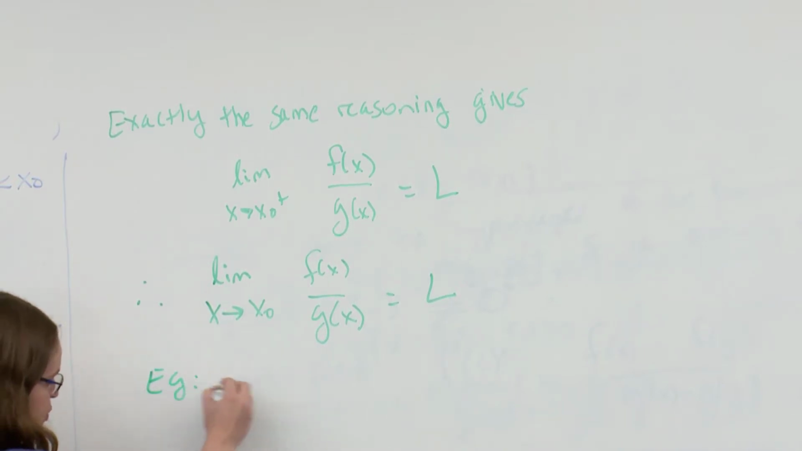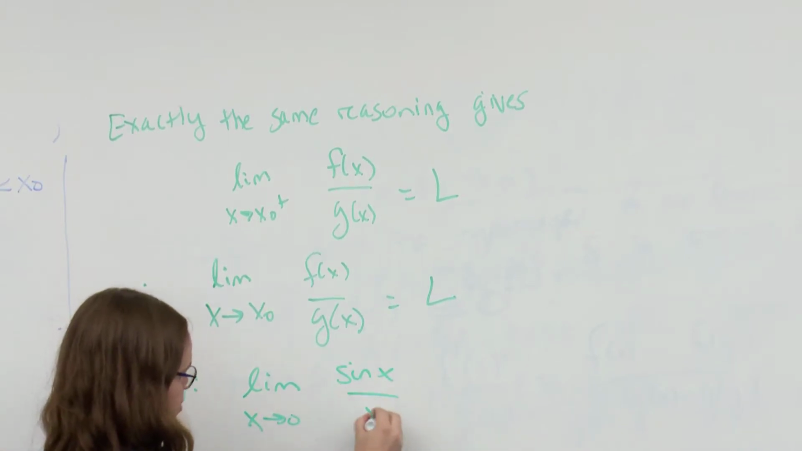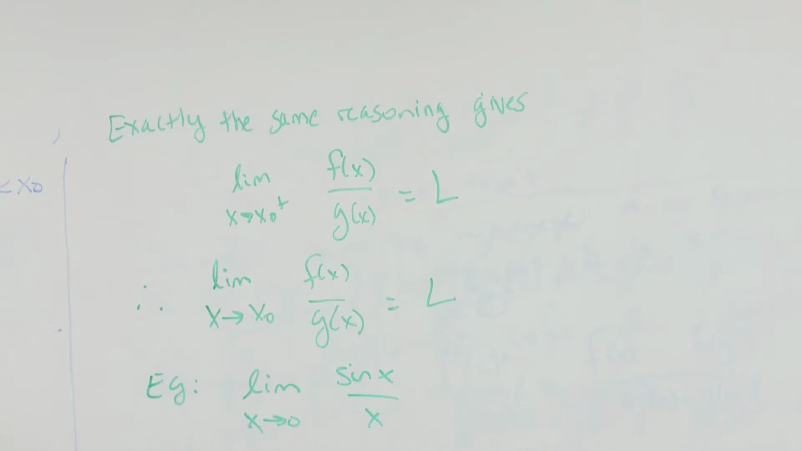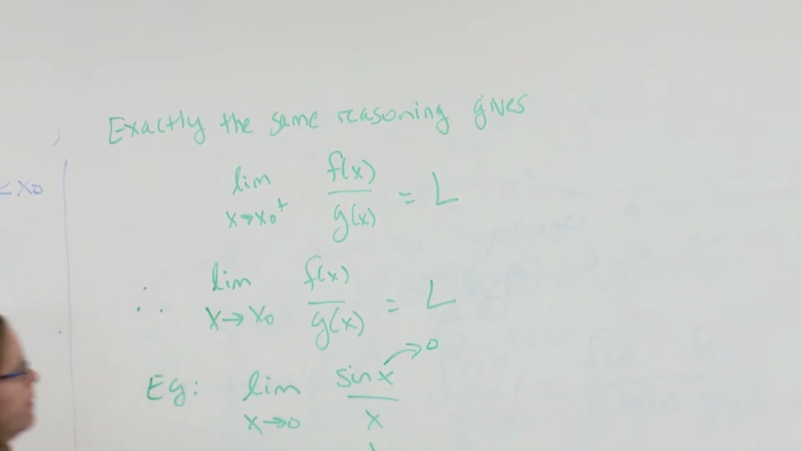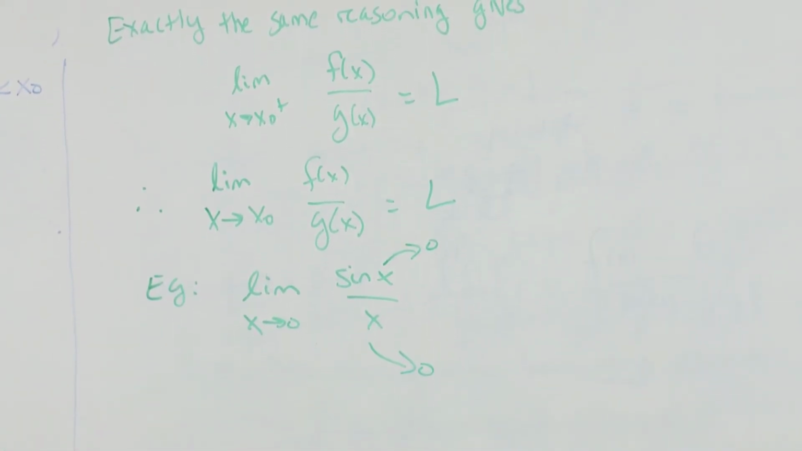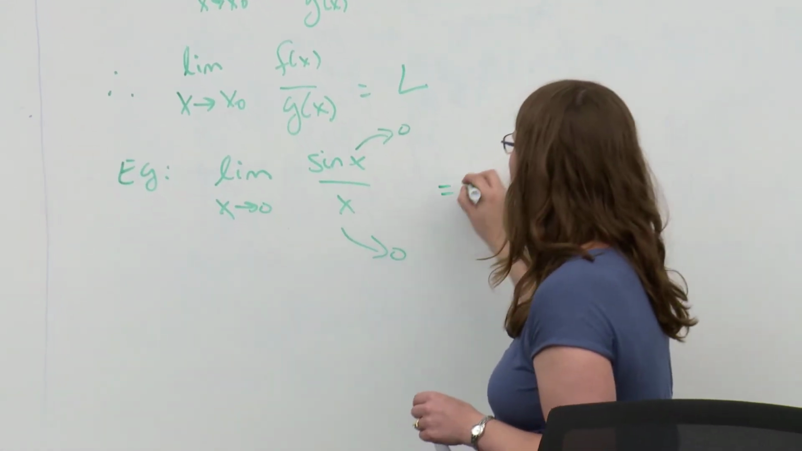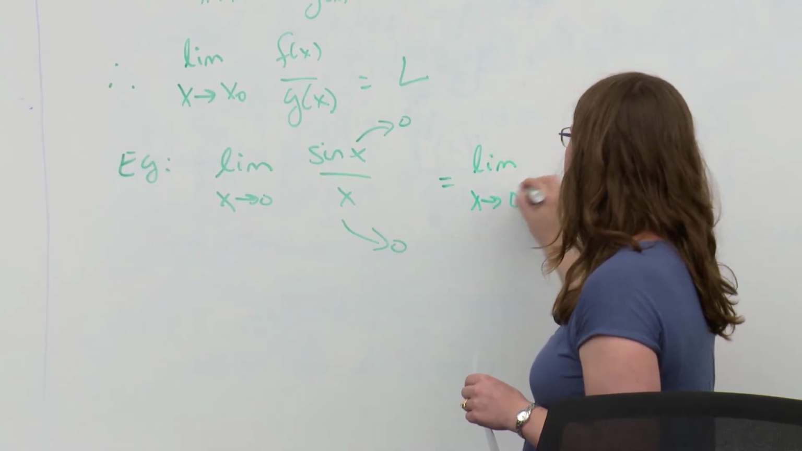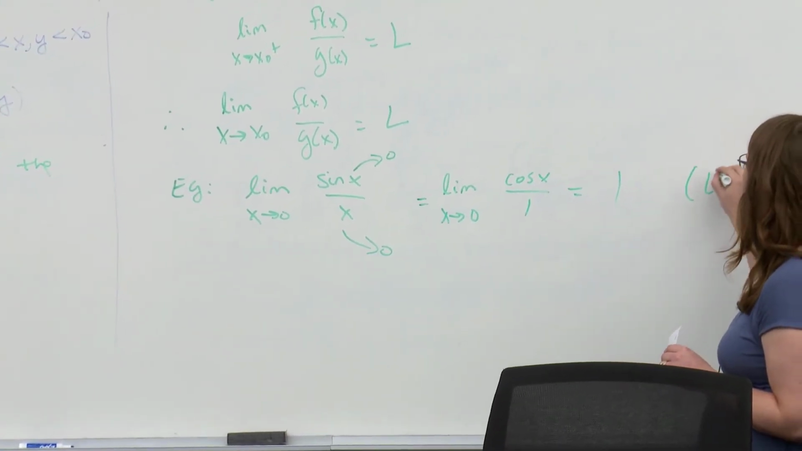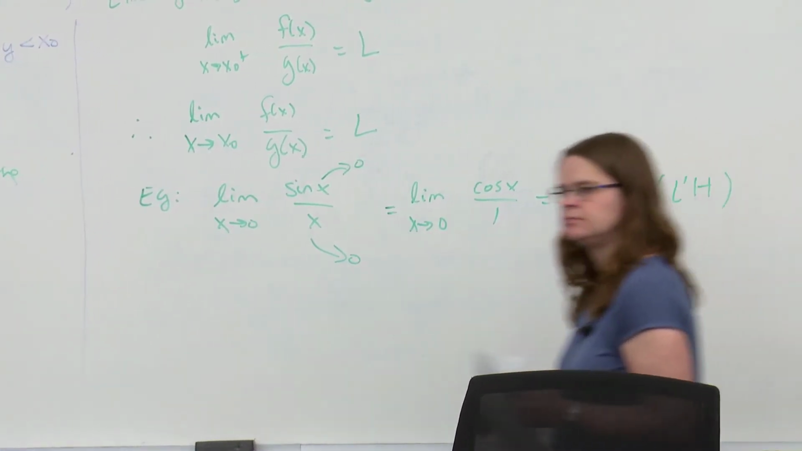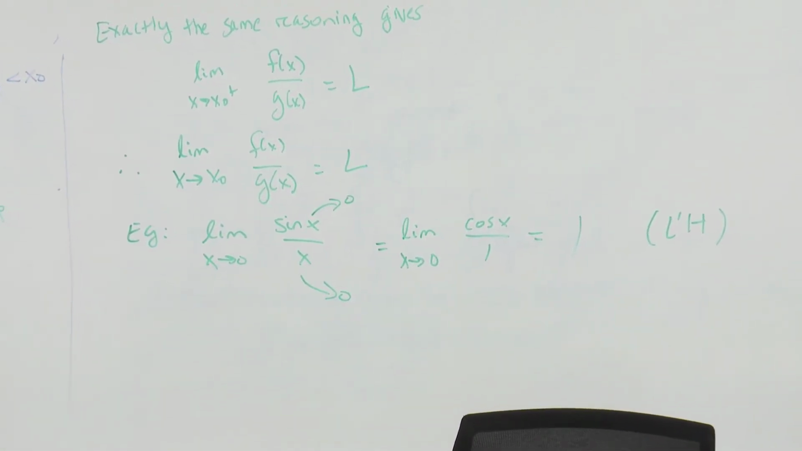So if I were to do an example like this, the limit as x approaches 0 of sine x over x. Well, I'd look at this and I'd say, right, this guy goes to 0, this guy goes to 0. So this looks like a nice time to pull out L'Hopital's rule. Take the derivatives of both sides, and we get 1. Right, standard example from first year calculus.